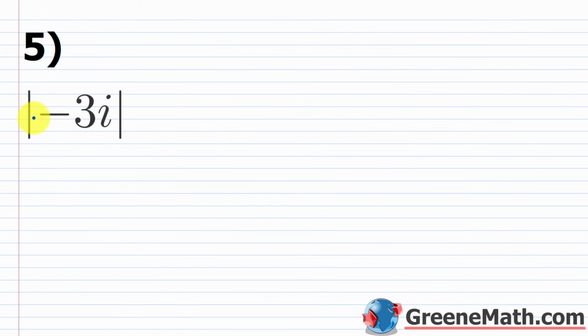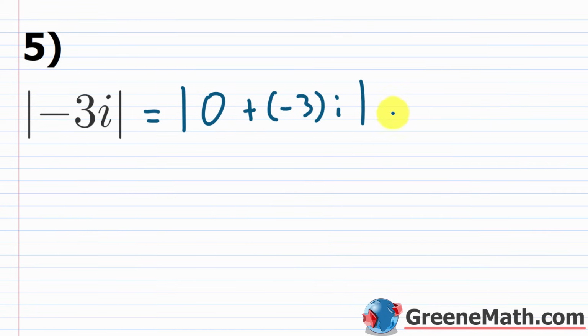So here we have the absolute value of negative 3i. So just like the last problem, I would say this is the absolute value of 0. Instead of minus 3, I'm going to put plus negative 3 and then times i like that. And again, it's just easier to match things up. So the absolute value of a plus bi, match this up and match this up. So a is 0 and b is negative 3.